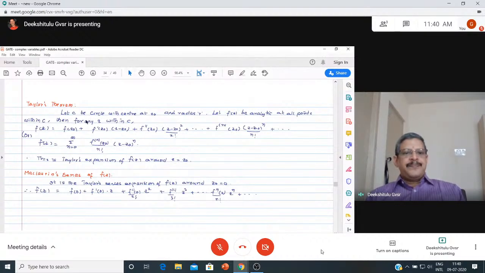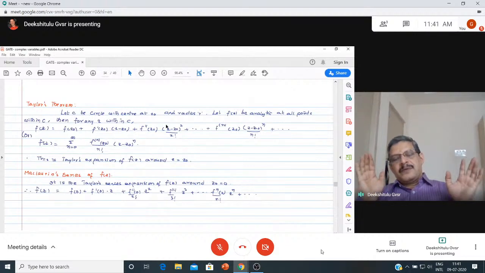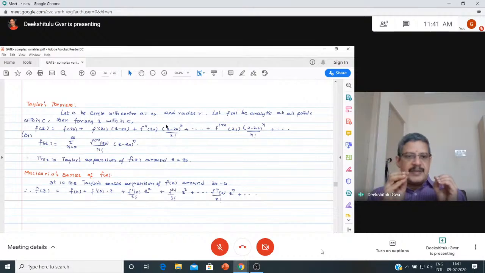Which goes like this. Let C be a circle with center at z0 and radius R. Let f of z be analytic at all points within C. Then for any function... So you have to understand this Taylor's theorem, and the next one is Laurent expansion. The difference between these two: first I am telling Taylor's theorem.